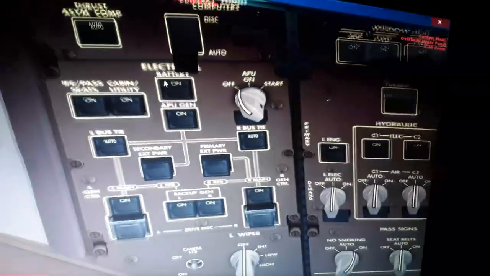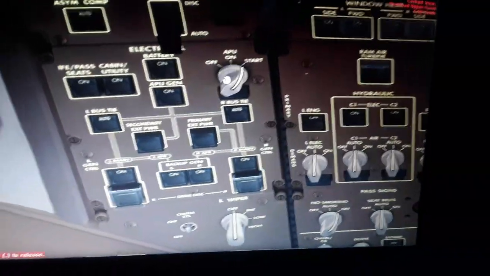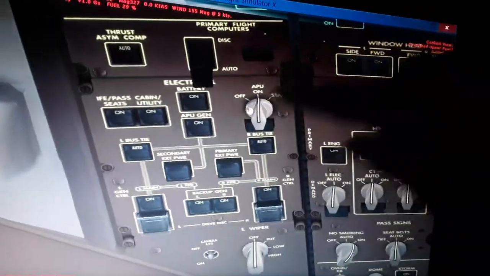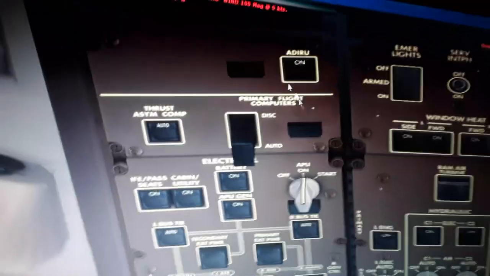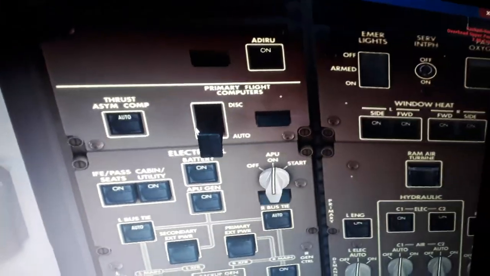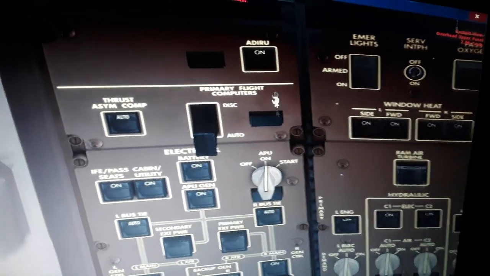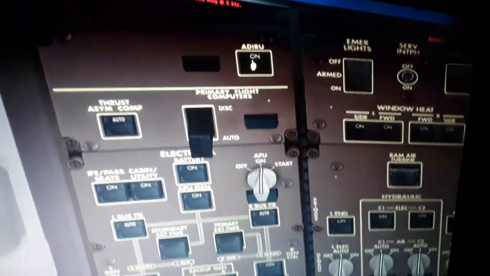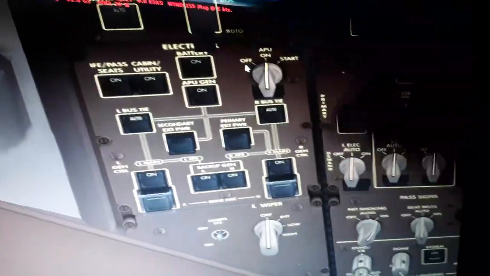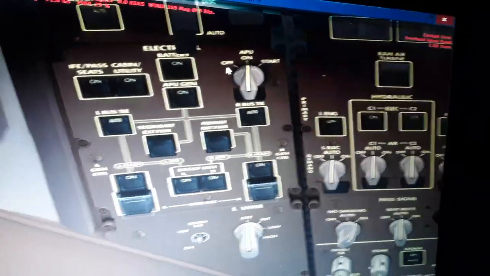What we need to do: left engine, right engine, ADG, 115 to 200 volts alternating current. The APU will need to start. We have the thrust asymmetry compensator, primary flight control computers. So maybe the ADIRU, the air data and inertial reference unit. The batteries. So this is 28 to 200 volts.